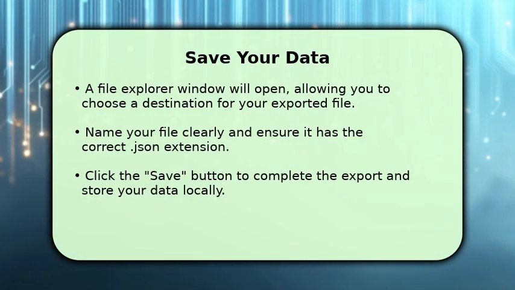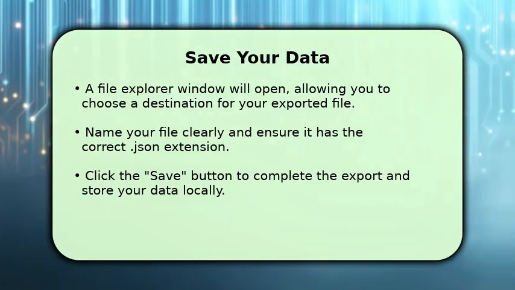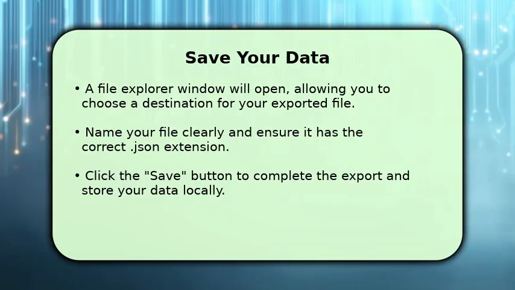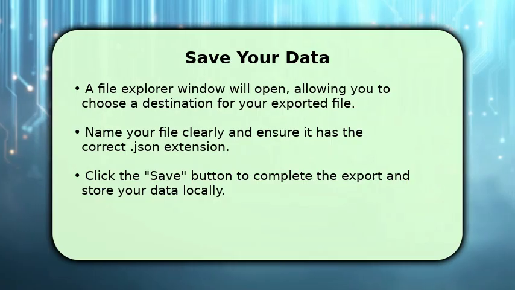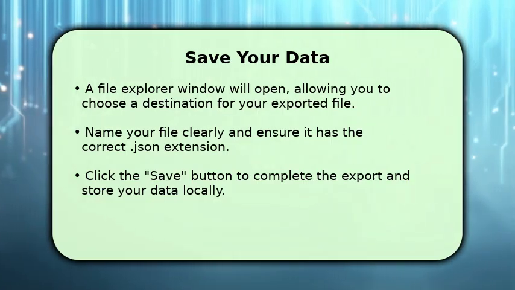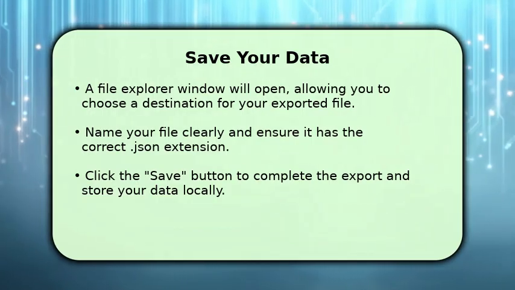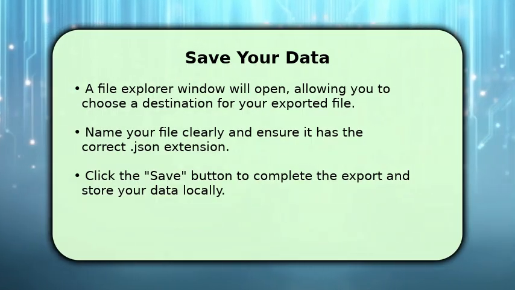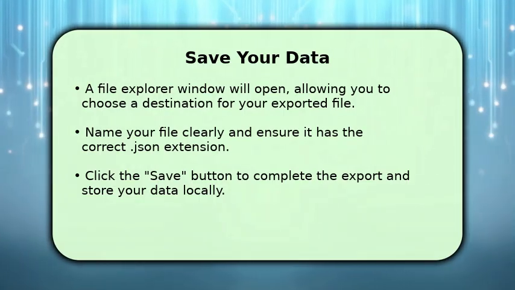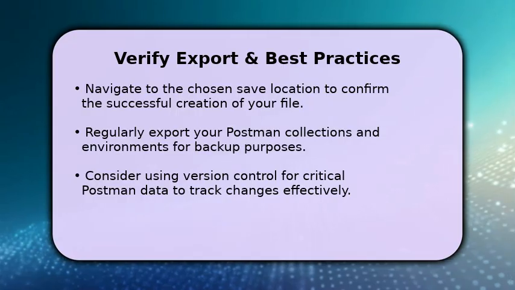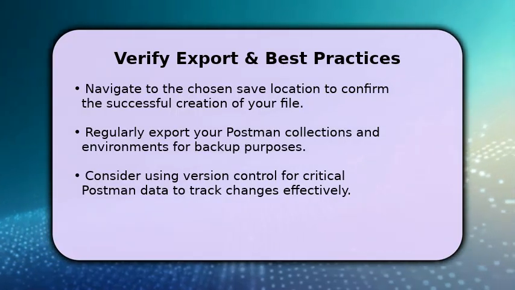After selecting your export options, a standard File Explorer window will pop up on your screen. This is where you choose exactly where you want to save your exported Postman data. Make sure to give your file a descriptive name and confirm that it ends with the correct .json extension. Finally, click the Save button to finalize the process, securely storing your collection or environment on your local machine. To ensure everything worked perfectly, navigate to the folder where you saved your file and confirm its presence.